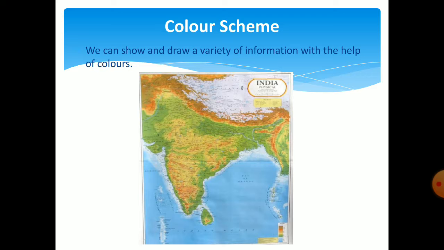Now here I have given you one map. On that you can see the different colors used, and mostly everywhere the same color scheme is used. For example, blue color is used to show the water bodies. Then green color is used to show the plains. After that, brown color is used to show the height of the land above sea level. So some common color schemes are used all over the world.